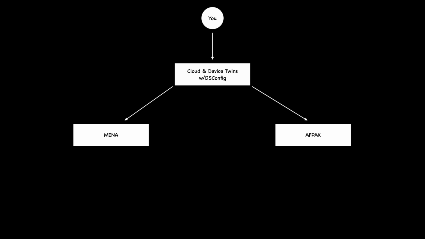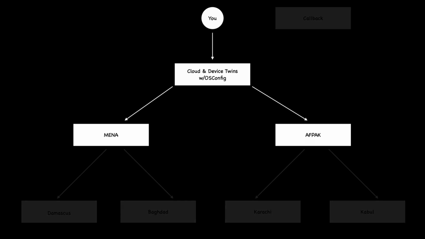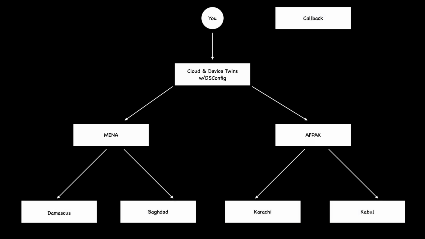So if we want to send commands to all the boxes that are forward deployed, say in MENA or in AFPAC, we simply send that command one time to MENA and it gets deployed to all the forward deployed boxes. Now in our case, we only have 2 boxes in each AOR, Damascus and Baghdad under MENA, Karachi and Kabul under AFPAC. So we've positioned our payload, we've created the payload, and we've delivered the payload to those forward deployed boxes through MENA and through AFPAC.